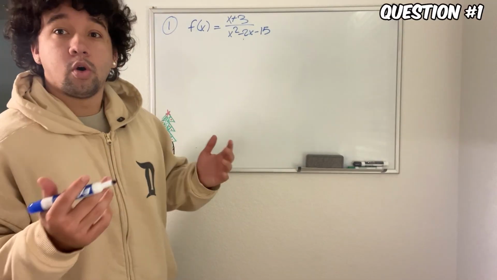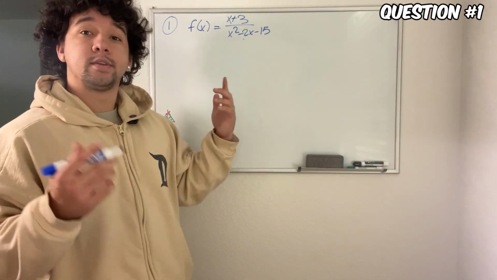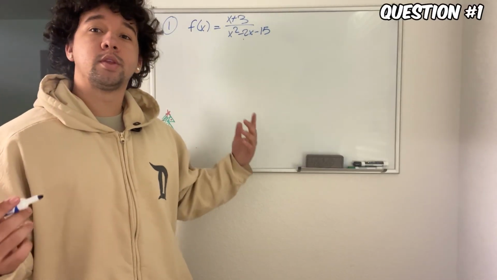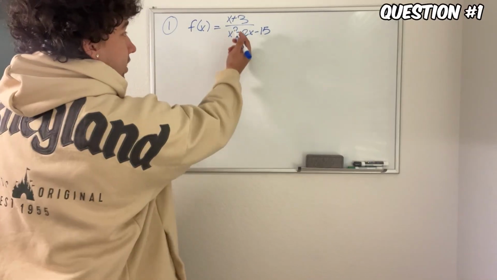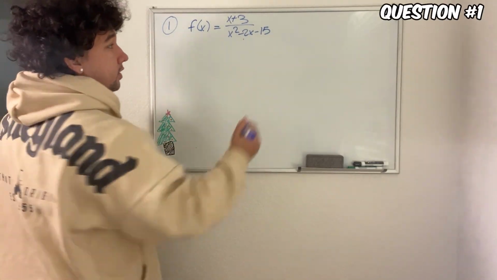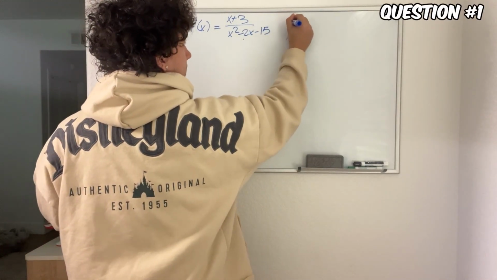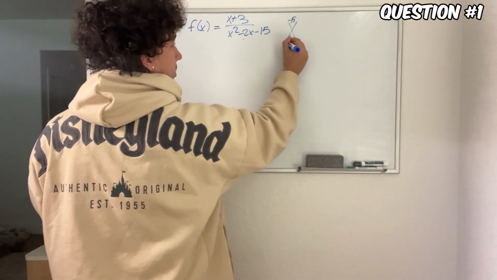How do we find them? Well, a hole is when the top and the bottom have the same binomials that cancel out, and a vertical asymptote is just when the denominator is equal to 0. Let's go through it. Right now it looks like I have a quadratic, so I have to factor it. So I draw my x, I take my last term, I put it on top, I take my middle term, I put it on bottom.